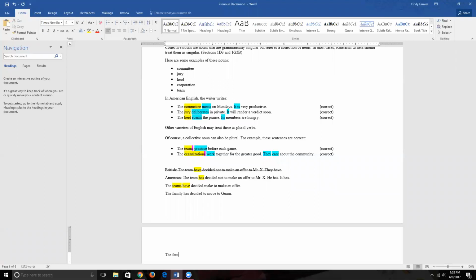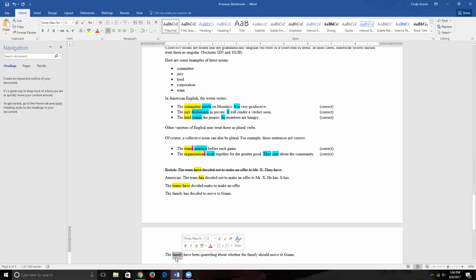We want to focus on that dissension. We might say the family have been quarreling about whether the family should move to Guam. So now we're focusing not on the family as a unit, but we're looking inside that family unit. We're considering each one of the individuals.